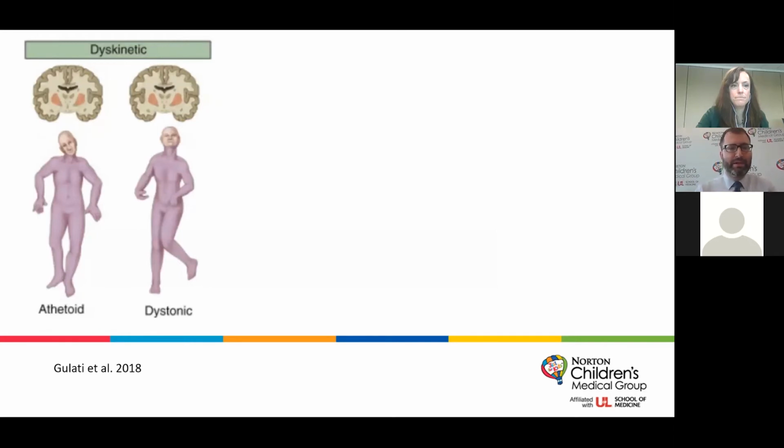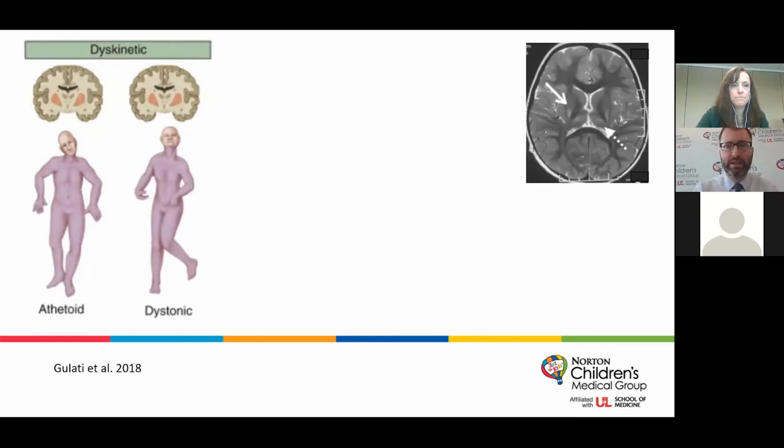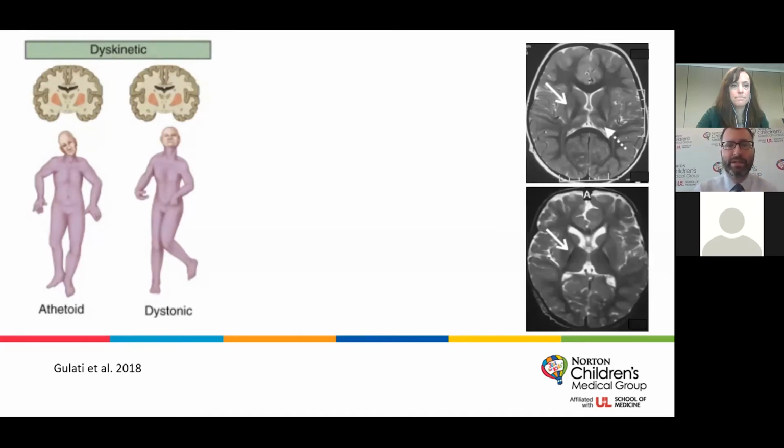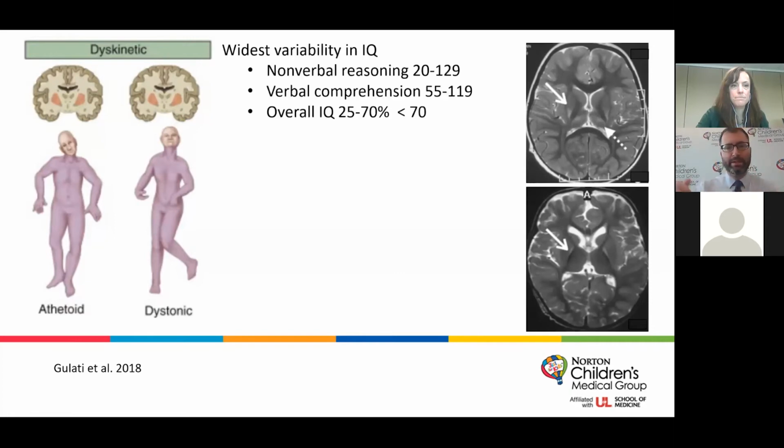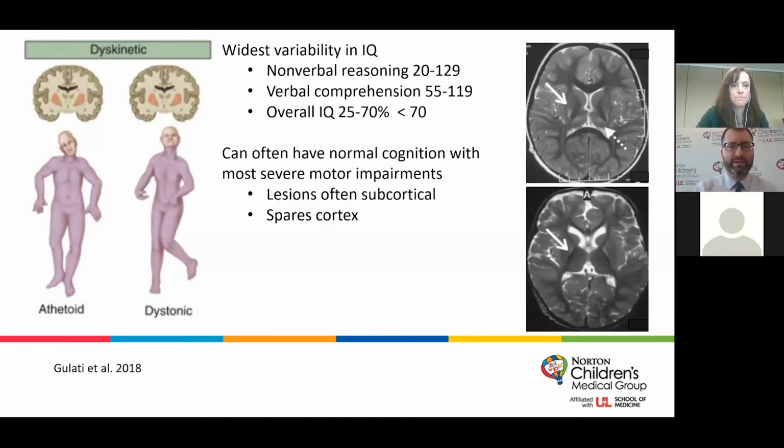Now, probably the most diverse group here when talking about comorbidities is our patients with dyskinetic cerebral palsy. One of the reasons for that is it's very diverse in terms of where the injuries are and what causes it. So I've got two examples here of two different patients, one with a hypoxic injury, so again, to that basal ganglia, and this was a patient with kernicterus. So that means high bilirubin at birth causing injury to the brain. Big variability. Depending on studies you look at, IQs can range anywhere from 25 to 70% less than 70. So a huge range of what these patients can look like.